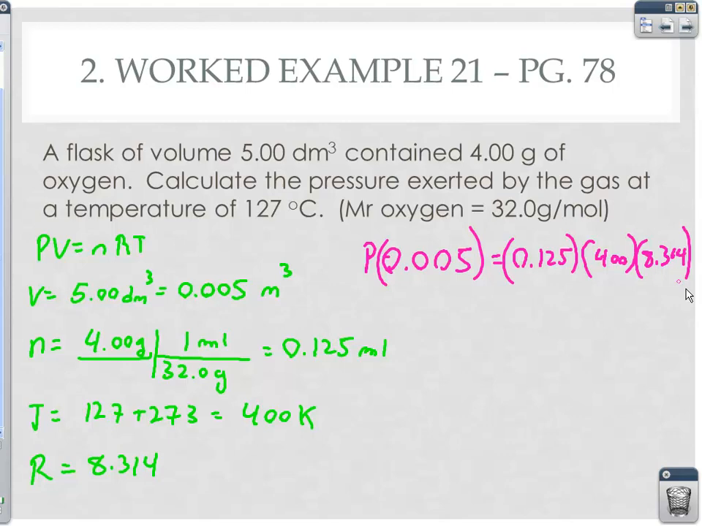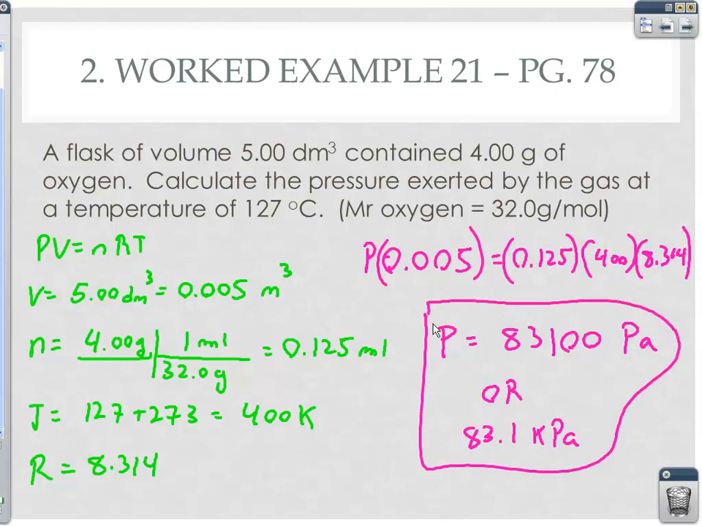Okay. Plug and chug. Divide by our volume. P comes out to be 8.3. That's weird. How many sig figs? 3 sig figs. So it'd be 83,100 Pa, or 83.1 kPa.